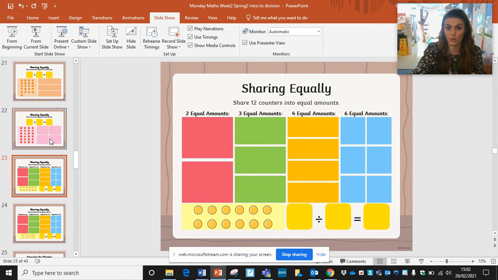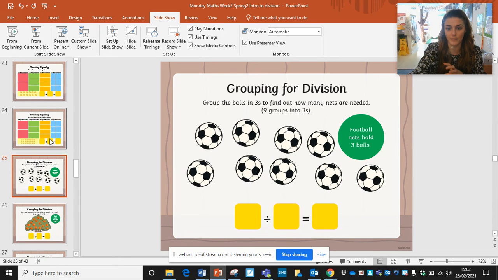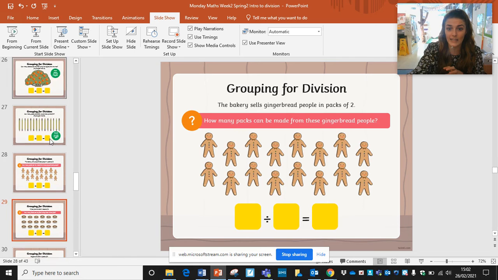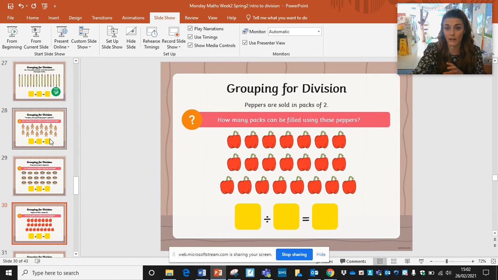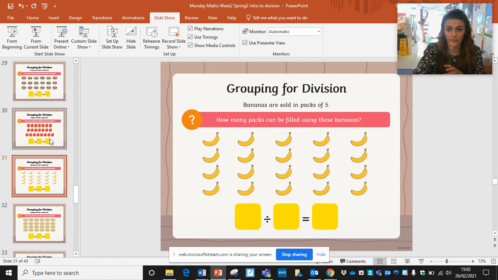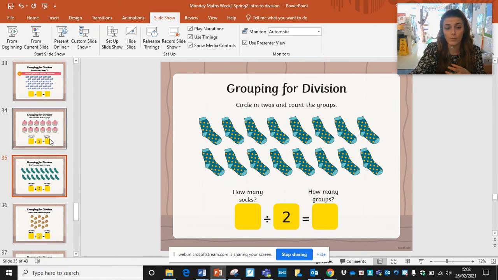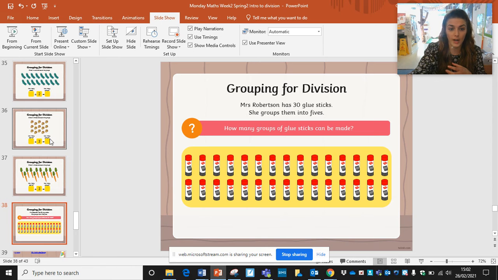Okay, so they're sharing into 2 groups, 3 groups, 4 groups, and 6 groups to really challenge your thinking. Okay, so there's some questions there to challenge your thinking near the end related to division and sharing. There's quite a lot to work through. So pick and choose the ones you would like. You don't have to do them all. So choose the ones that you would like to try.